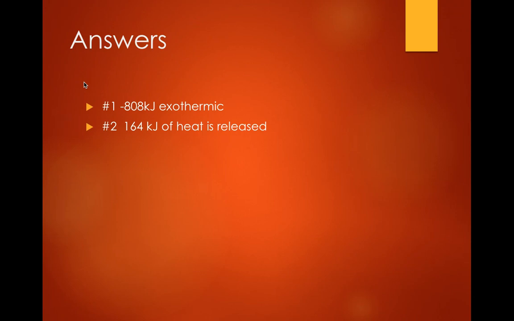For number 1, it's negative 808 kilojoules. How'd I get that? Well, what you're going to have to do for that is, in methane, CH4, we have 4 C-H bonds, right? So you're going to have to add all of those up. Then you're going to have to add that to 2 moles of oxygen gas.